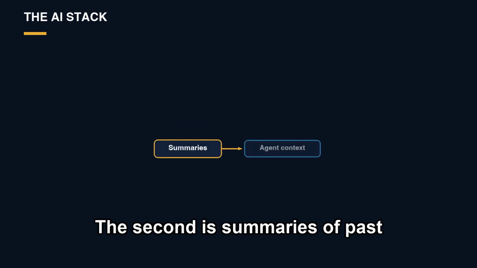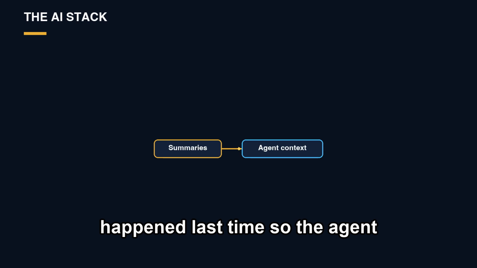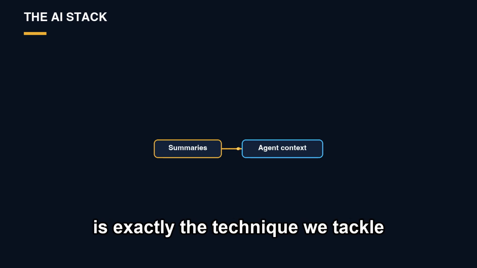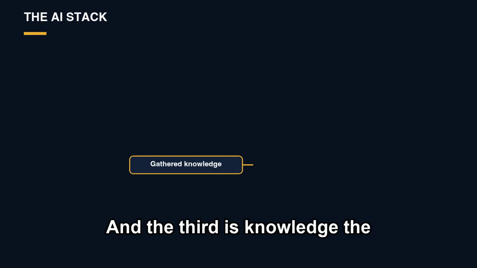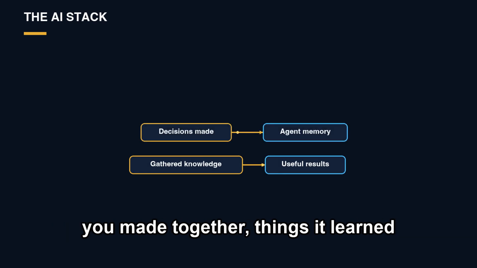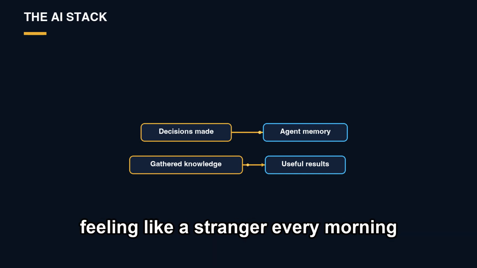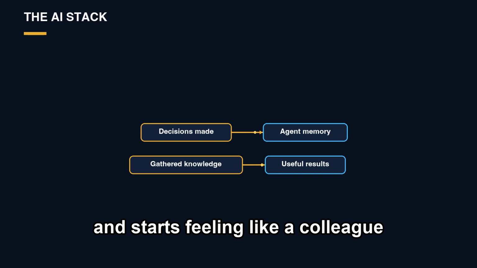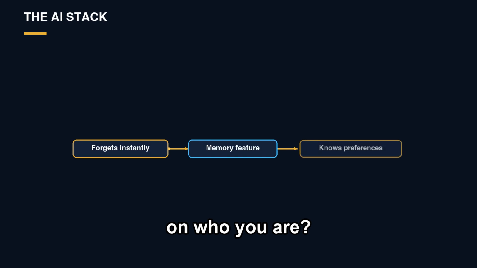The second is summaries of past conversations, a short recap of what happened last time so the agent does not start from zero, which is exactly the technique we tackle in the very next episode. And the third is knowledge the agent has gathered, useful results, decisions you made together, things it learned along the way. Store those and the agent stops feeling like a stranger every morning and starts feeling like a colleague who remembers the project.